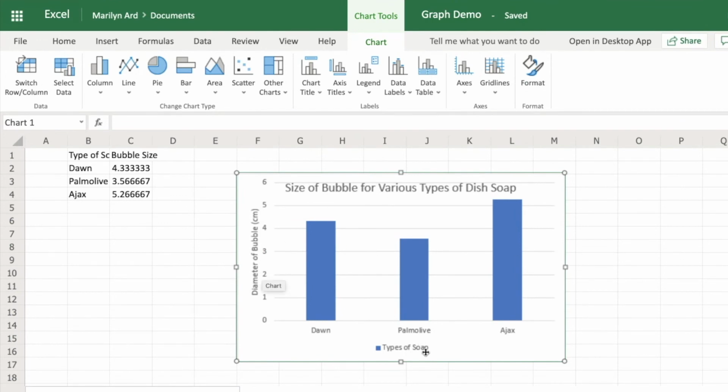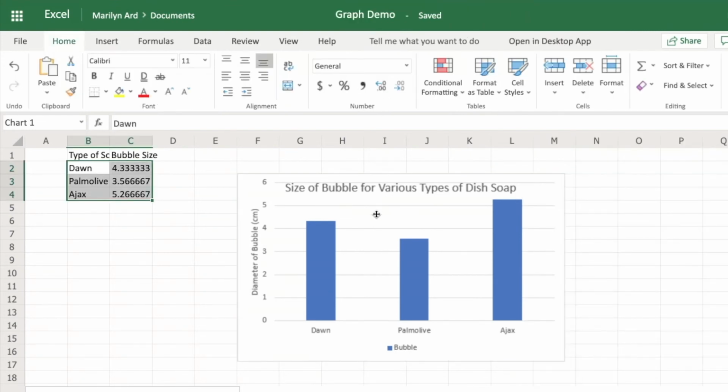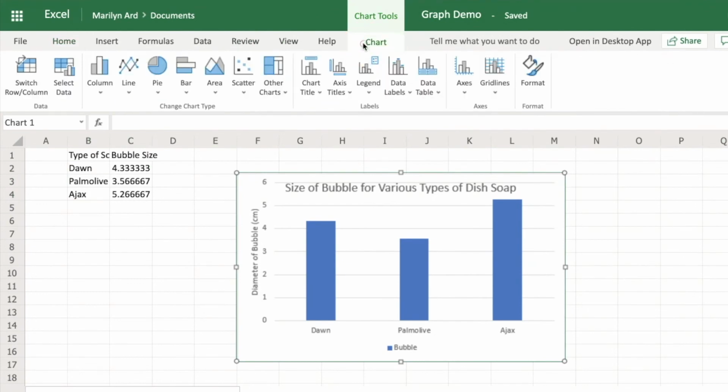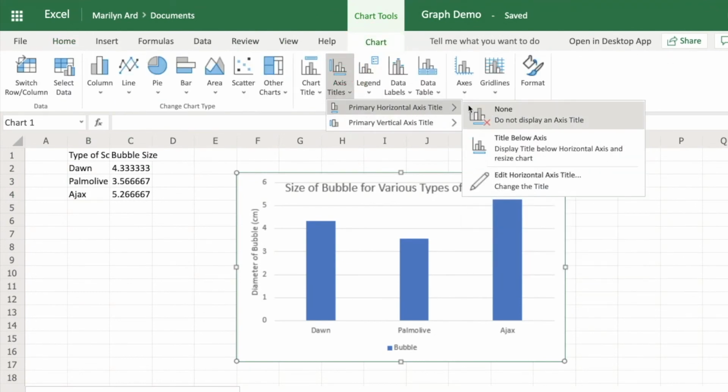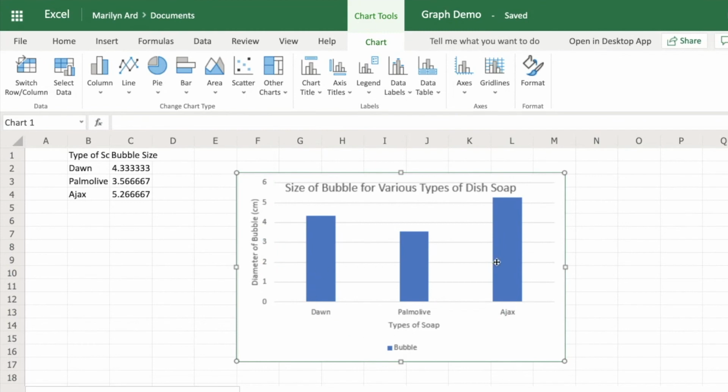Now I have my x-axis, my y-axis. You know, actually I'm looking at this. I don't want this to say types of soap, so I'm going to change that. So instead of types of soap, we're just going to write bubble. In my chart, I'm going to do axis, horizontal axis. Okay, so there are types of soap, we have our bubble sizes, and we have the diameter of the bubble in centimeters. So that's a much better chart. That's a much better way of representing this data.